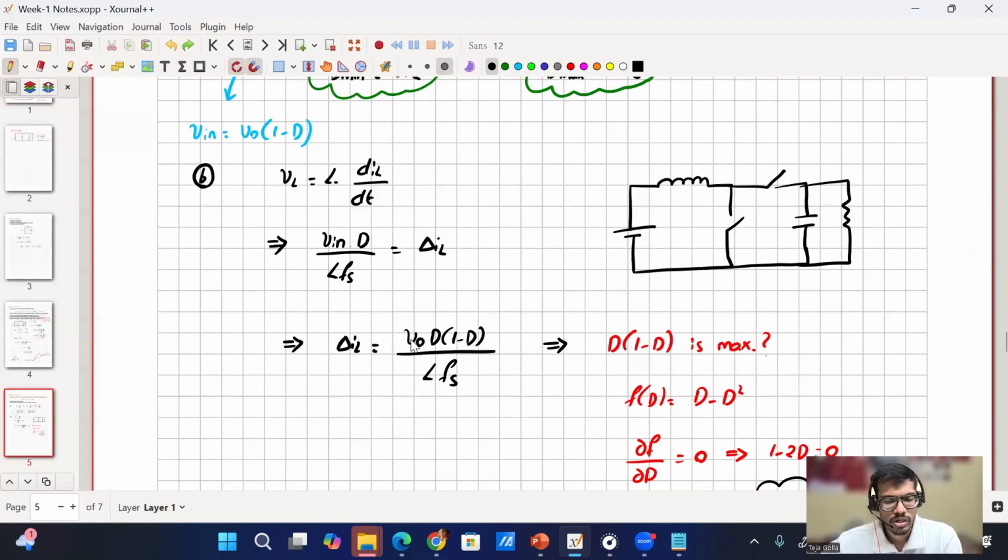Now V naught is fixed, L is fixed, and switching frequency is fixed. So now delta IL will be maximum when D into 1 minus D is maximum. So now I am calculating when this is maximum.